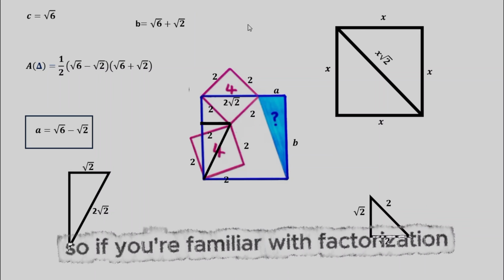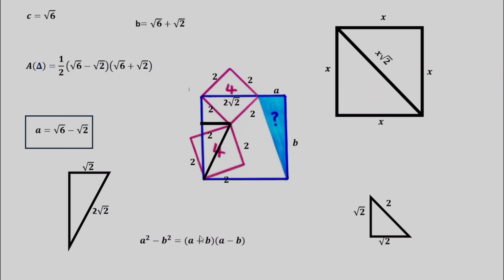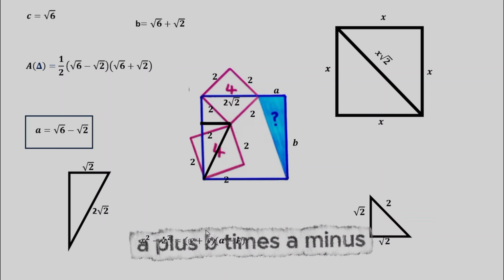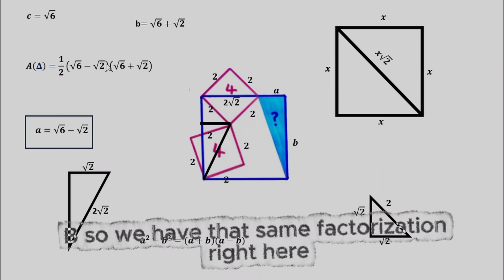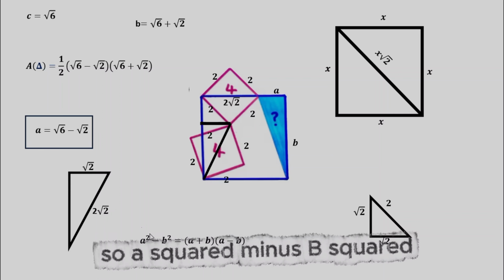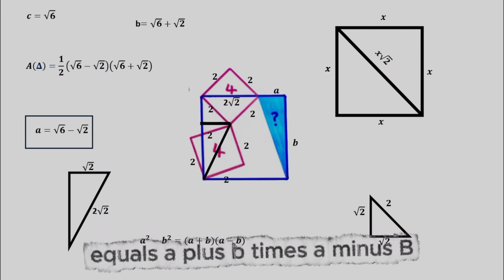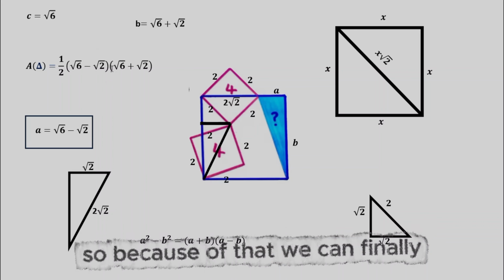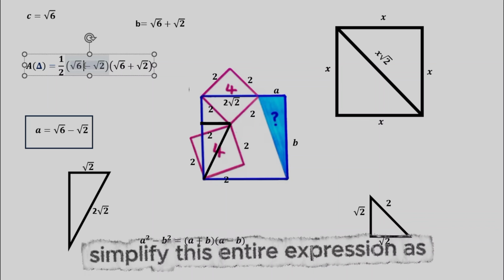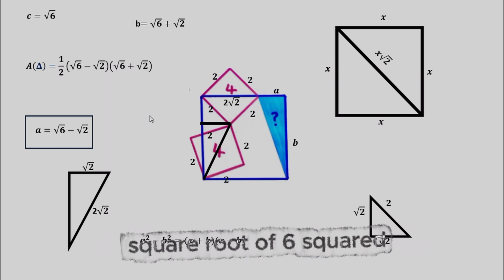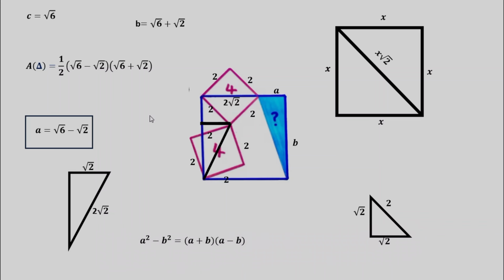So, if you're familiar with factorization, you should know that a plus b times a minus b. So, we have that same factorization right here. So, a squared minus b squared equals a plus b times a minus b. So, because of that, we can finally simplify this entire expression as square root of 6 squared minus square root of 2 squared.